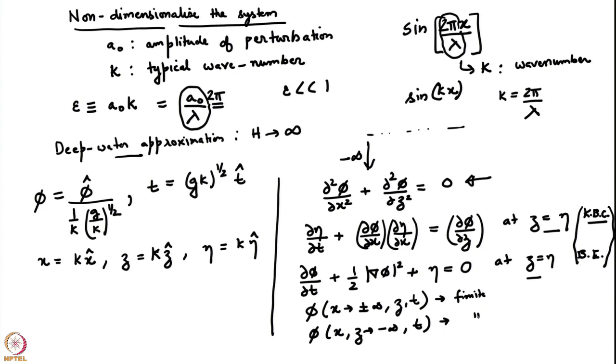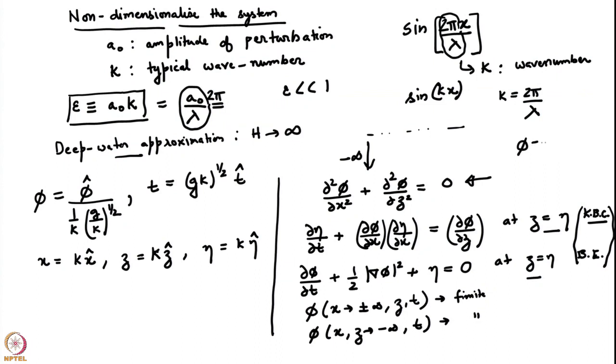The small parameter epsilon is going to come from initial conditions. However, I am not going to straight away solve an initial value problem now. So, I am not specifying the initial conditions. If we specify eta of x comma 0, or eta initially is some a naught cos kx, and if you non-dimensionalize eta by these scales, you can immediately see that your initial condition would just become eta is equal to epsilon times cos x. Okay, so the small parameter will come from there.